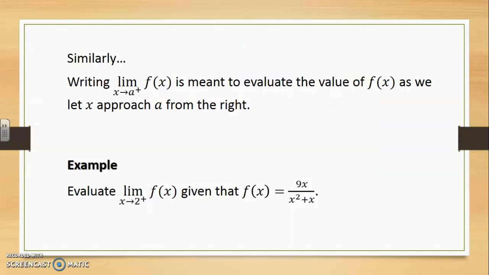Similarly, writing the limit as x goes towards a plus, or x heading towards a from the right, of f of x is meant to evaluate the value of the function as we let x approach a from the right. For example, let's evaluate the limit for the function f of x as x heads towards 2 from the right, given that f of x is once again 9x over x squared plus x.